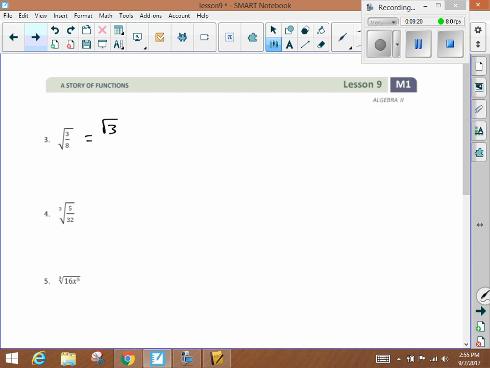So again, I'm going to write this as the square root of 3 divided by the square root of 8. There is a rule in mathematics that we don't like to have a radical in our denominator, right? It's not wrong. It's just impolite. It's not the most correct way to do it, right? It's one of those things.